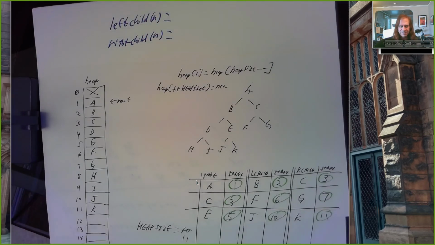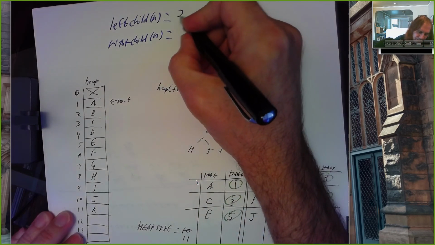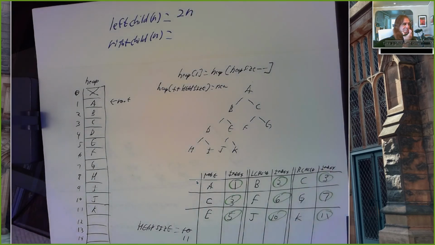So what's the formula for the left child of node N? Or more precisely, what's the formula for the index of the node on the left of the node whose index is N? It's 2N. And what about the right child? You got it.